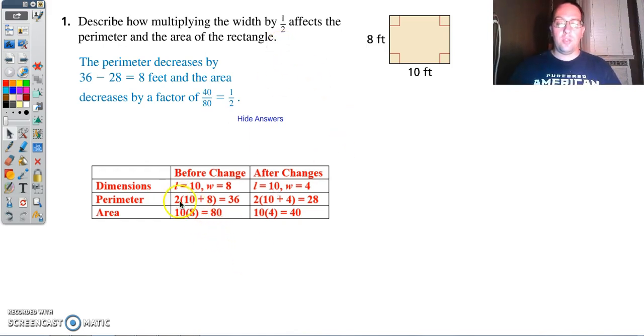All right. So 8 plus 10 is 18, times 2 is 36 for the old perimeter.